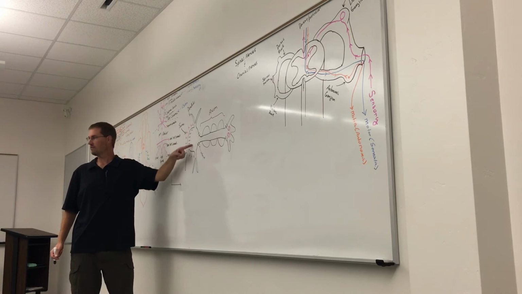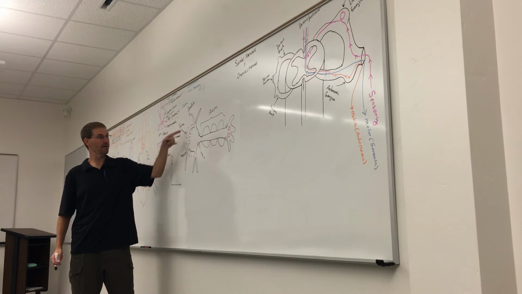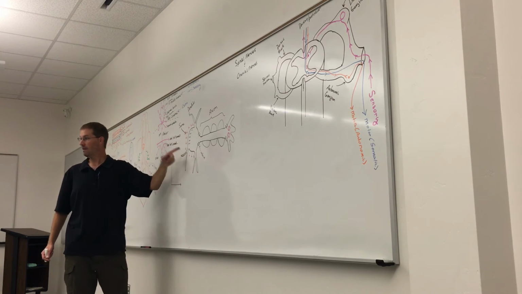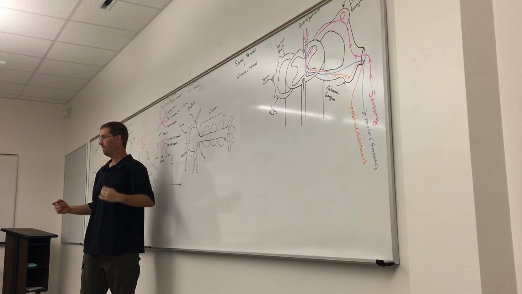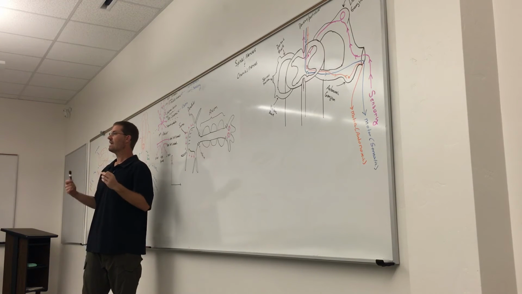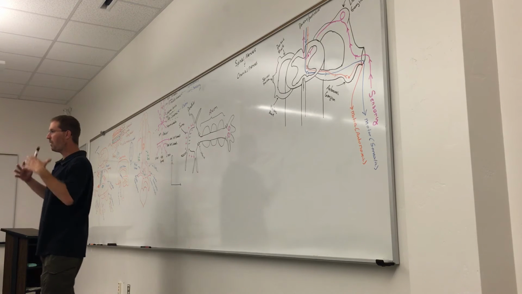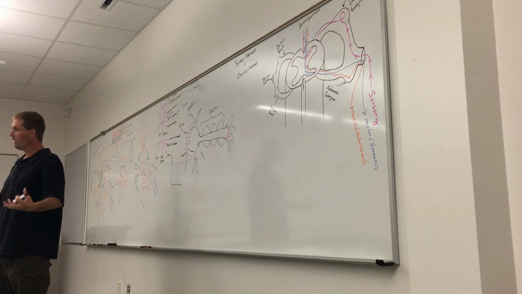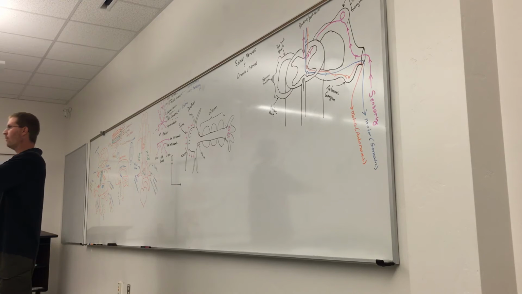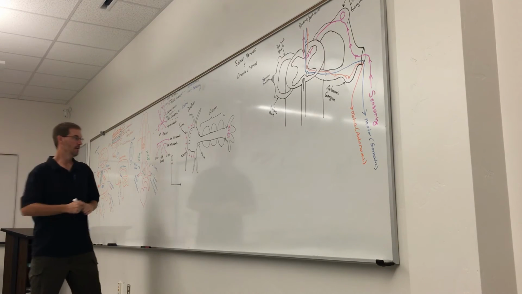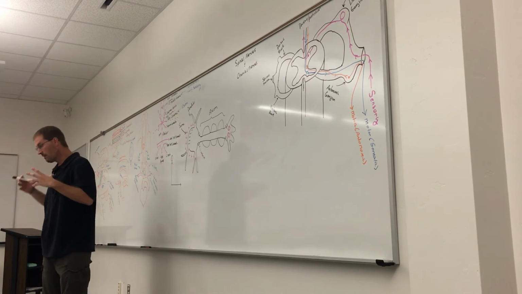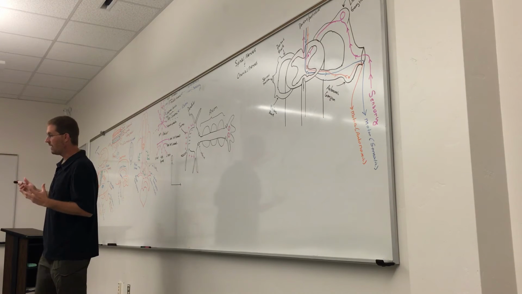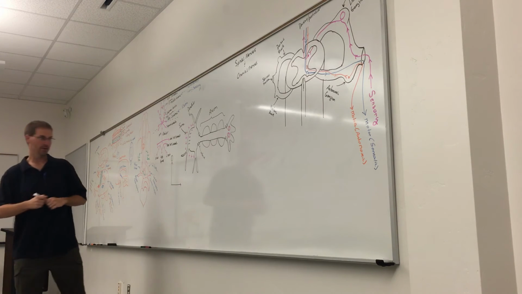See, I have these little negatives here. So it's more negative inside and more positive outside, right? That's the resting potential. We say that the neuron is polarized. There's a polarity to it. There is a negative on one side and positive on the other side. That resting potential in a neuron is about negative 70 millivolts.